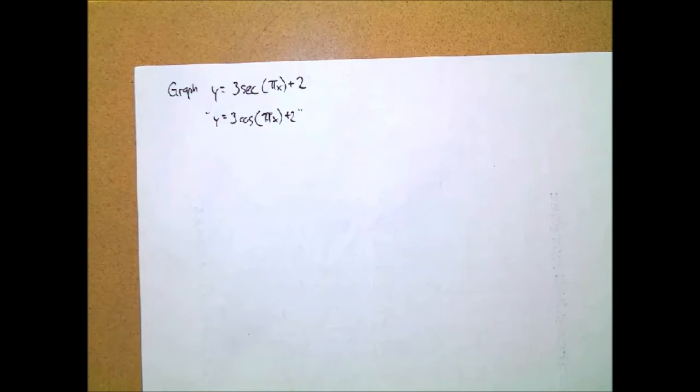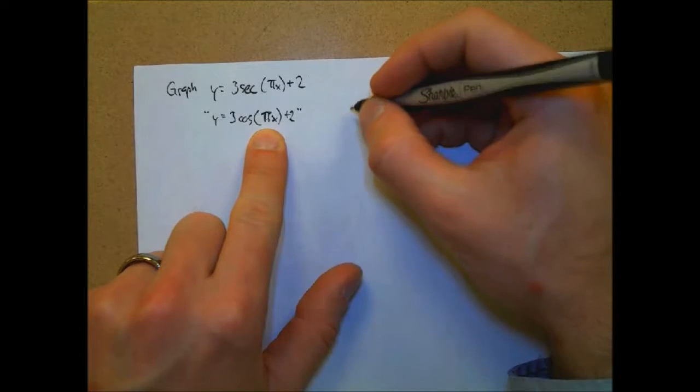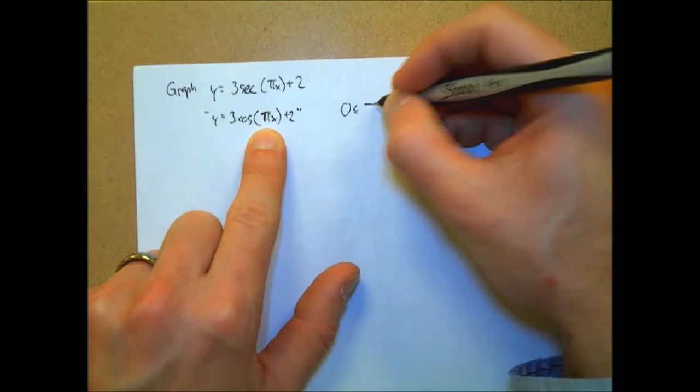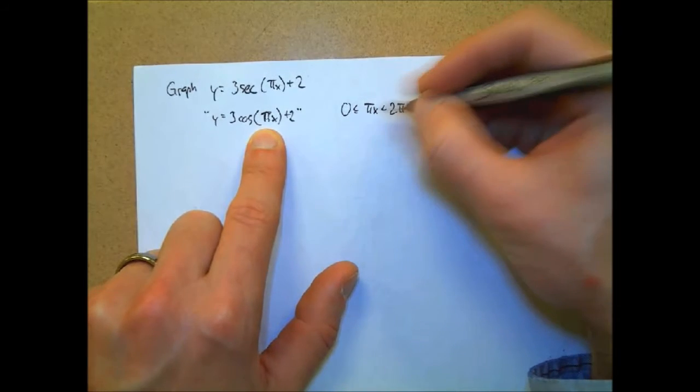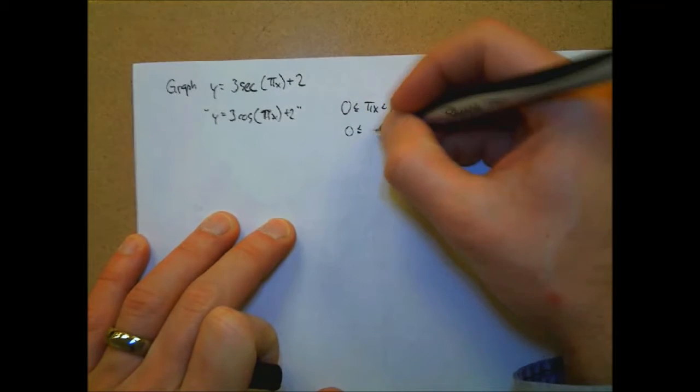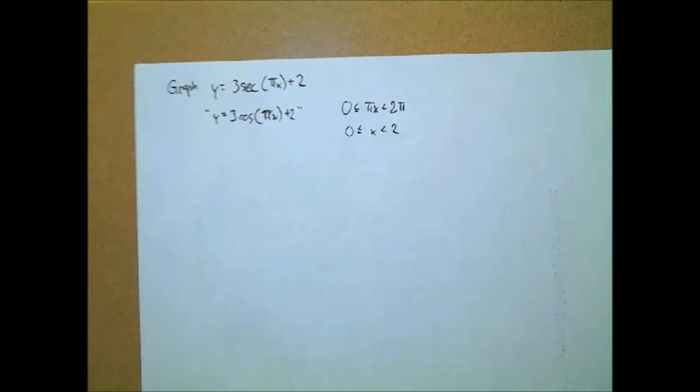Okay? So again, we'll take what's in the parentheses there, that pi x, put it between 0 and 2 pi to transform our normal period of 0 to 2 pi for cosine, and also the normal period for secant. Put it between 0 and 2 pi, solve for x, so we'll divide both sides by pi. And so we end up with 0 less than or equal to x less than 2. 0 to 2.